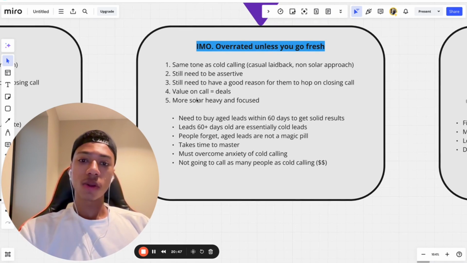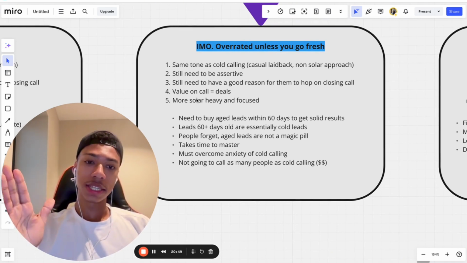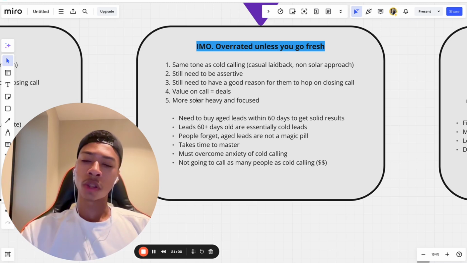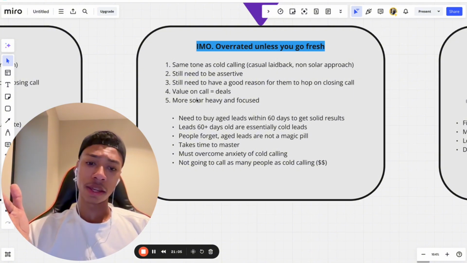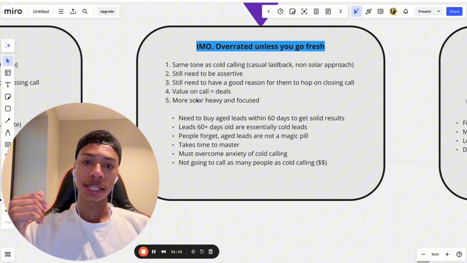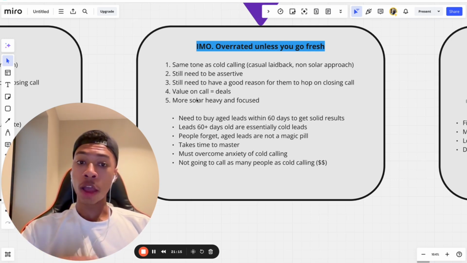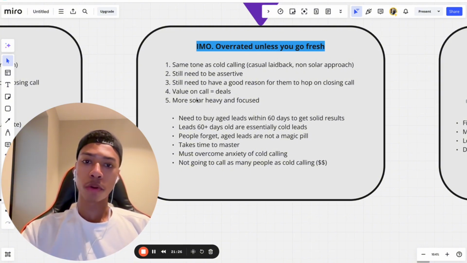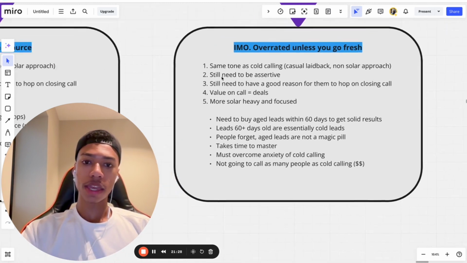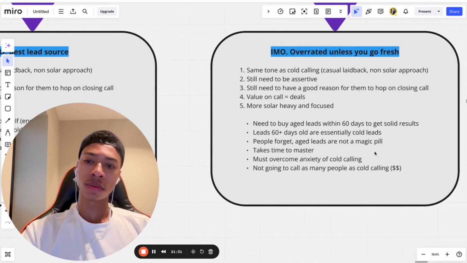And then, like I said, you honestly need to buy aged leads within 60 days to get pretty solid results. By solid results, I just mean the results you think aged leads essentially give you, like slightly better results than cold leads in terms of your metrics, in terms of the amount of appointments you can book. You need to be basically buying fresher aged leads. I bought thousands and thousands of aged leads. I found that once they get above the 60-day mark, they kind of honestly just turn into cold leads. And if your approach is the same either way, you might as well just go cold leads and save yourself some money. That's just what I found.